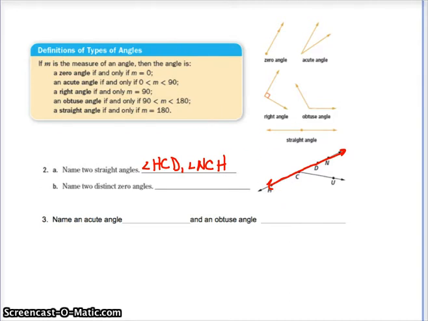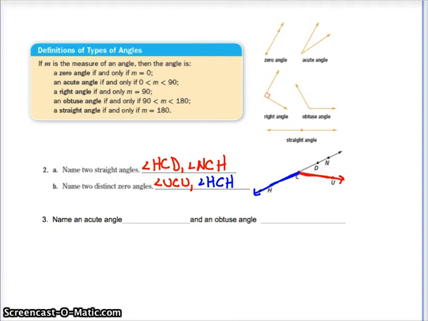Now, zero angles. Zero angles, you remember, are rays. So an example of a zero angle could be U, C, U. Notice how I started out on the side, I went into the vertex and bounced back out. So I could say U, C, U. That'd be a zero angle. Another example of a zero angle could be H, C, H. Those are both examples of zero angles. I'm using 3 letters, but the first and the last are the same. That shows that it's a ray.